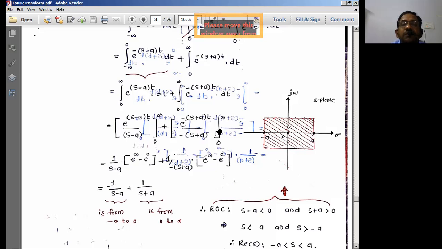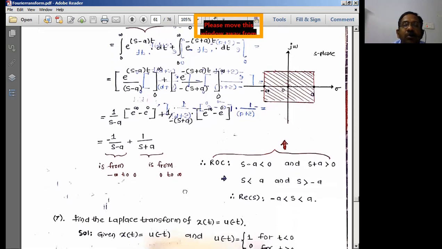And next, this part is going to be 0 to infinity. So the first part is 0, e to the power minus infinity is 0. So this part goes first of all, minus into minus plus here by 1 by s plus a. Therefore I'll be having minus of minus 1 by s minus a plus 1 by s plus a. Okay, so this is the equation I'm normally going to have.